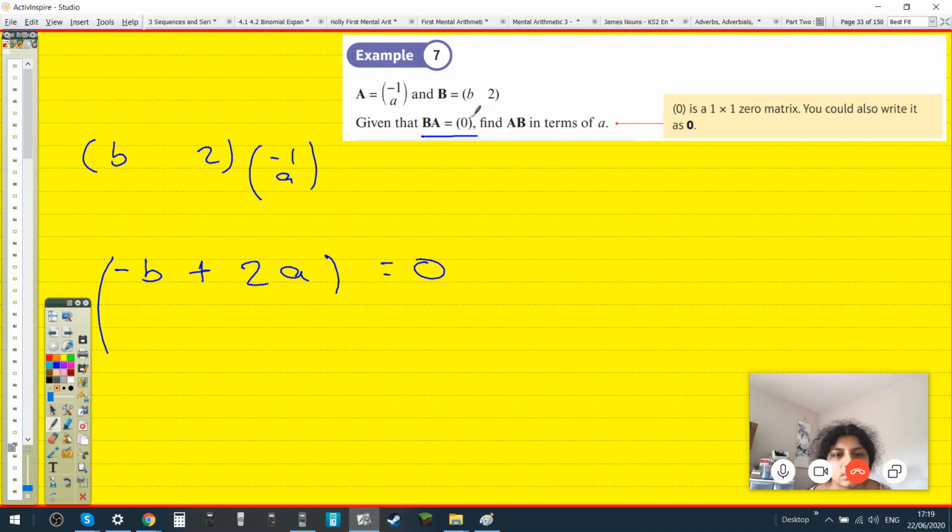Oh, given that BA is equal to 0, find AB. We're trying to find AB. Okay, so BA is equal to 0. What is B equal to? I'm trying to find what BA is.